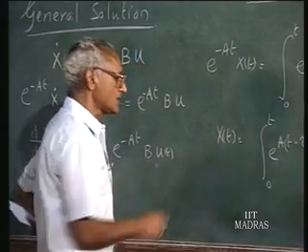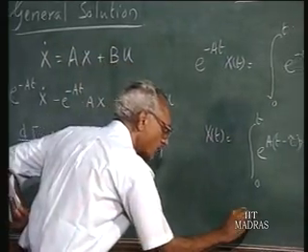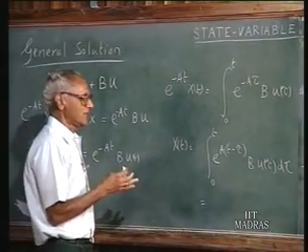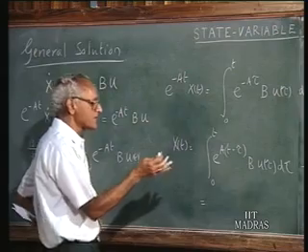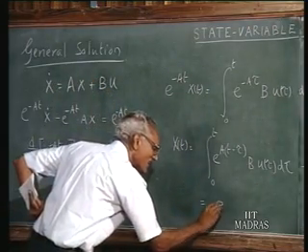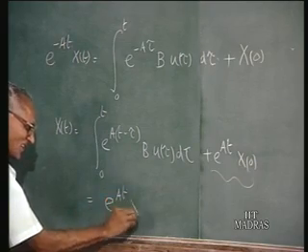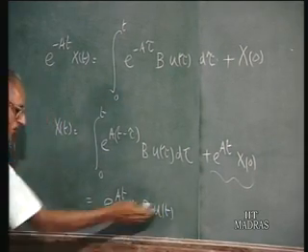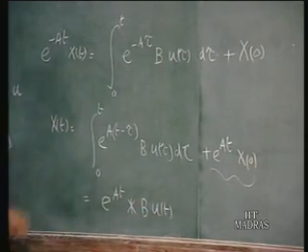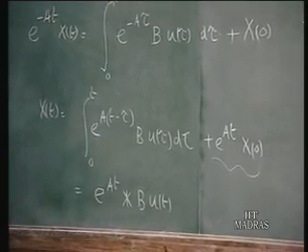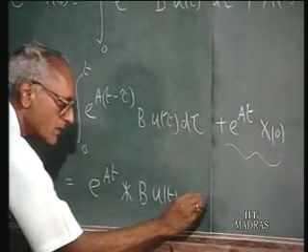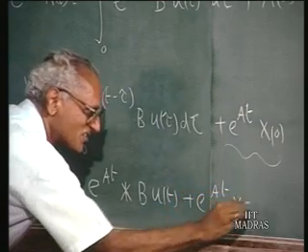We can put this in a more compact fashion, recognizing this to be something similar to your convolution integral, except that matrices are involved, otherwise it is the same. So I can write this as e power at convolved with b u of t. After all, in form it is exactly the same as this. So I can write this as e power at convolved with b u plus e power at x0.